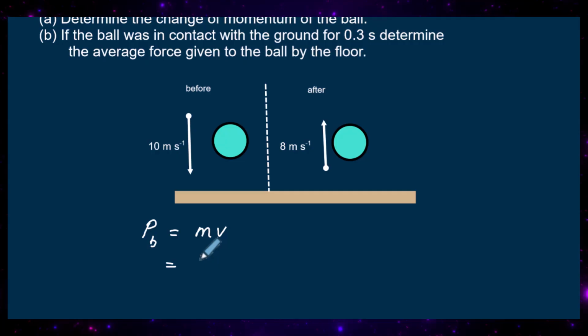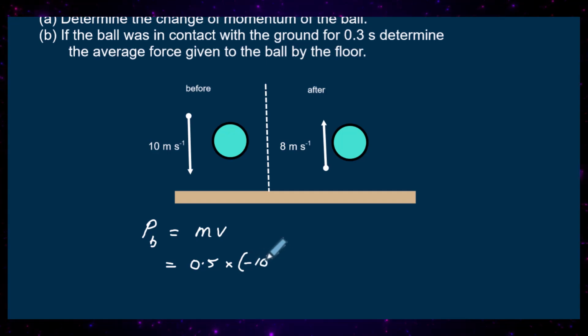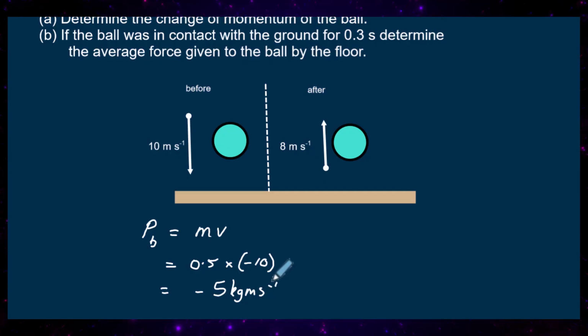So we've got mass times velocity: 0.5 for the mass, times, and remember it's going to be minus 10 meters per second. And that's going to give you an answer of minus 5 kilogram meters per second. That's going to be the momentum before the collision.